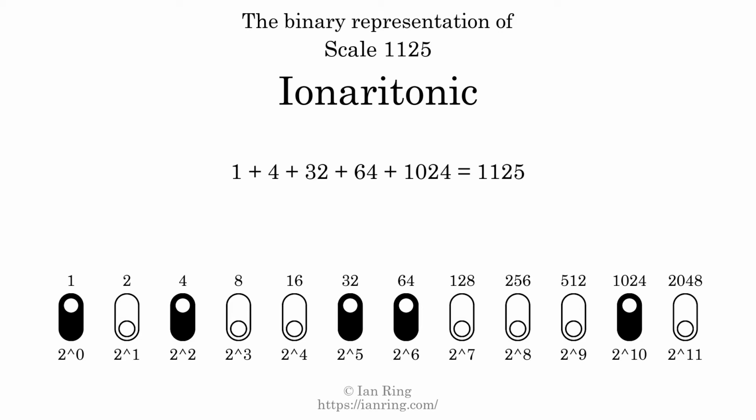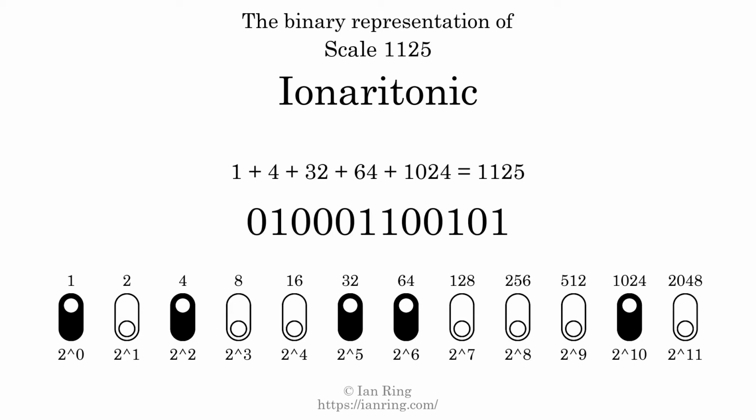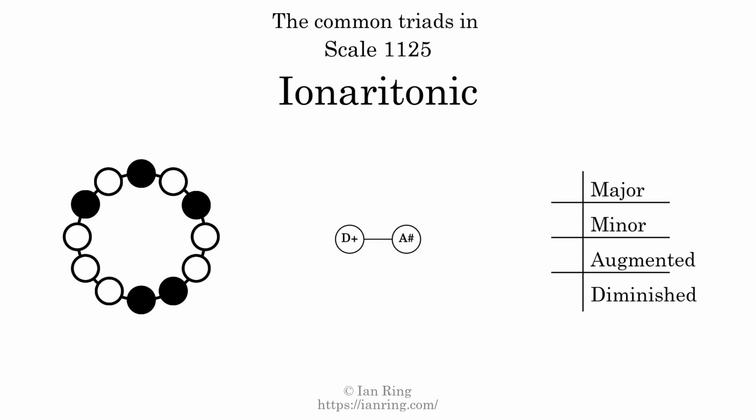1125. The scale number not only enumerates the scale with a unique index, but it also literally describes the tonal content of the scale. Represented as a binary number in base 2, the scale number is 010001100101. Here are the common triads present in this scale.